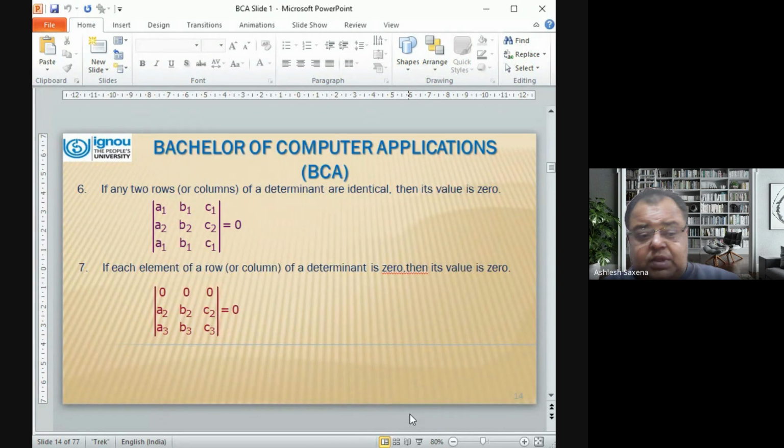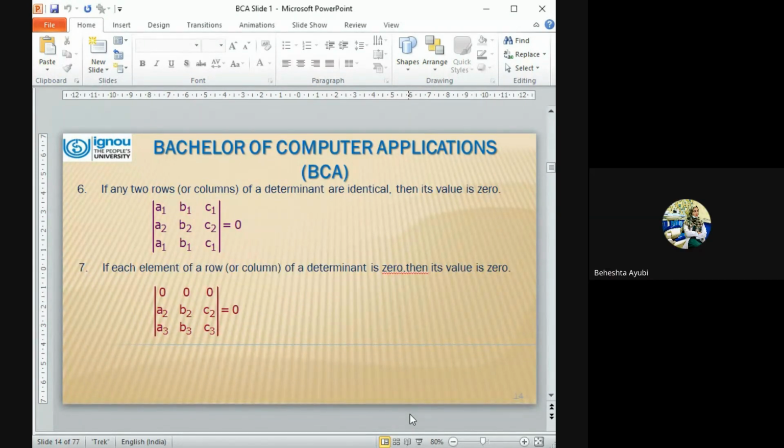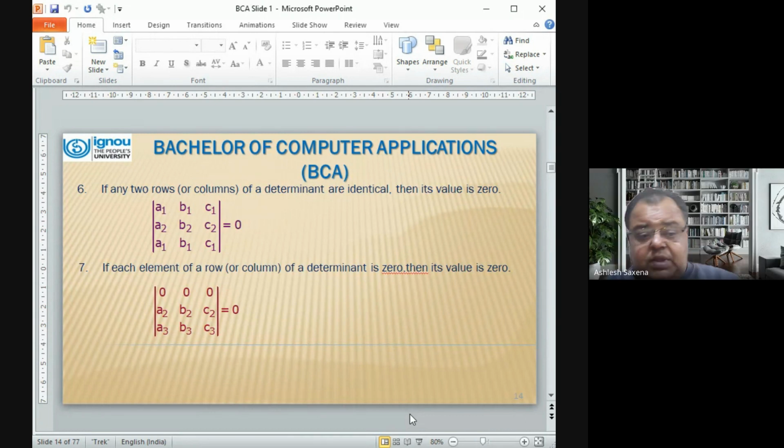Which row and which column is identical? Sir, I can. It can be any row or any column. But my question is over here in this problem, in this slide, first column, second row. First column and second row.